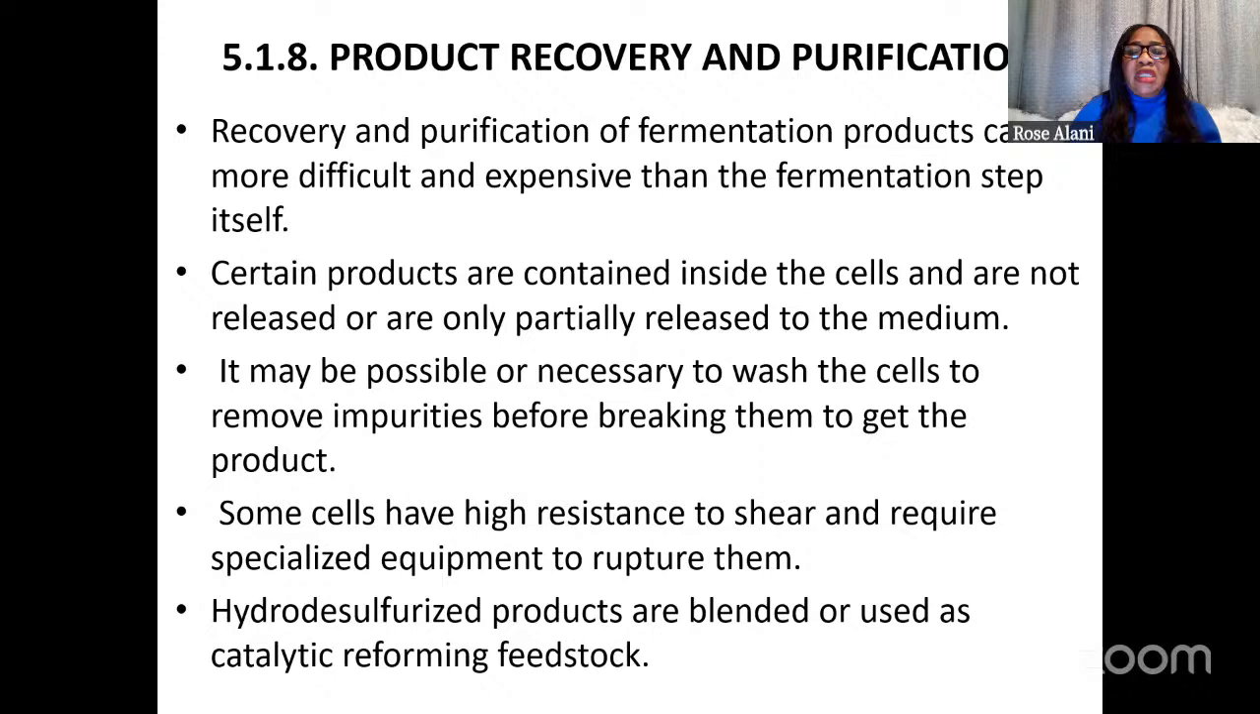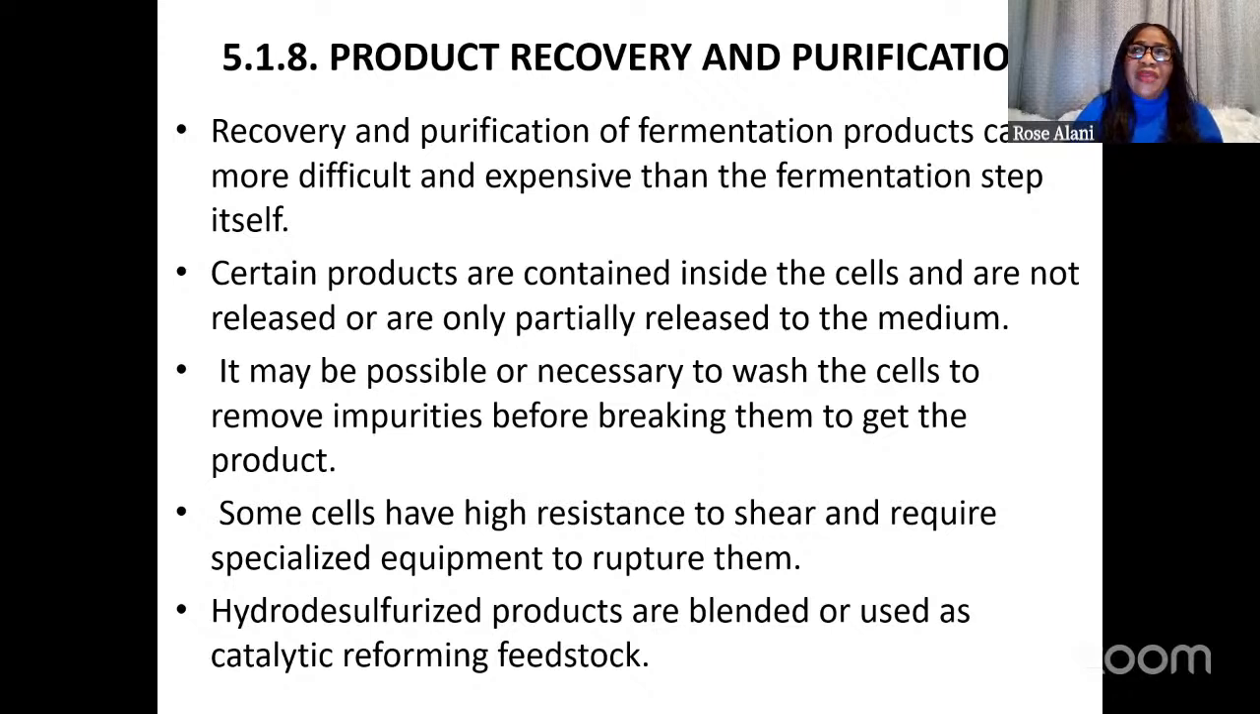So certain products are contained in the cells that excrete the product. Sometimes the products are even inside the cell. It's already produced, but it's within the microbe cells, and so they're not released, or sometimes they are only partially released into that mixture that we have. In case you have to break the cells to release the product, it may be possible or necessary to wash the cells to remove impurities first before breaking the cells to get your product out.